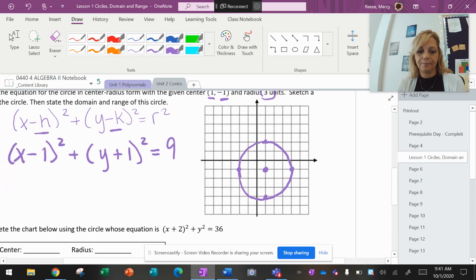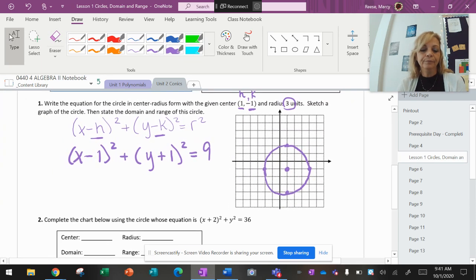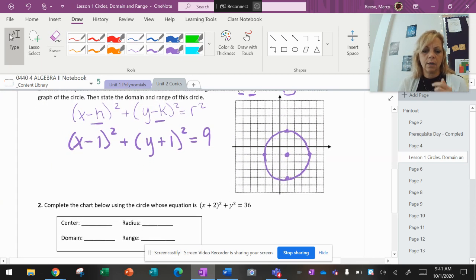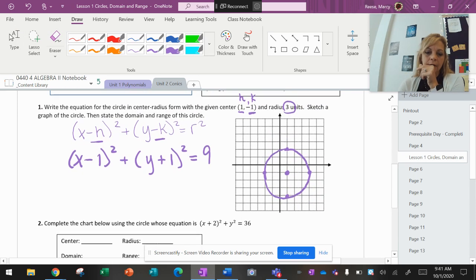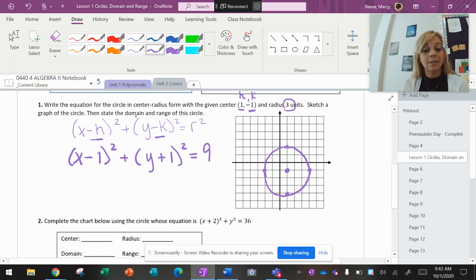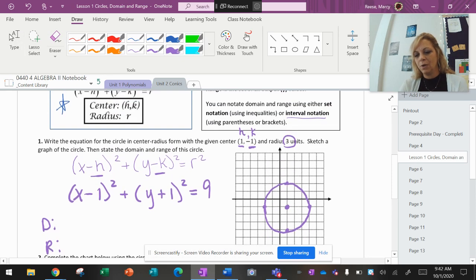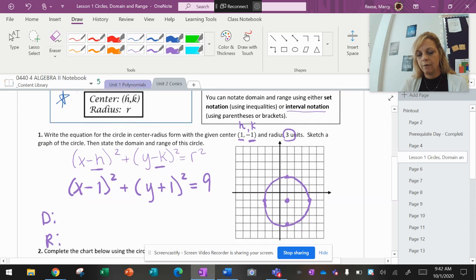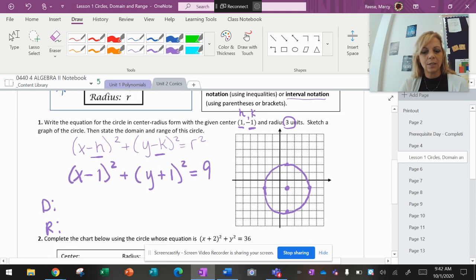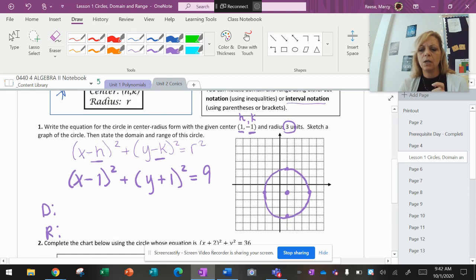Not big. And no, you don't have to label it. It's only one circle on there, so there's no mystery on what the rest of them are. Okay, so it says sketch it, and then it says state the domain and the range. So the domain and the range, we could do set notation where they have inequalities. I'll show it to you once on this, but typically we use interval notation.